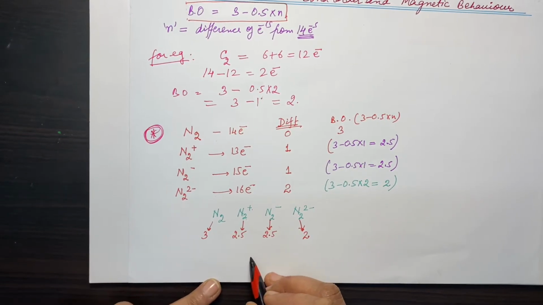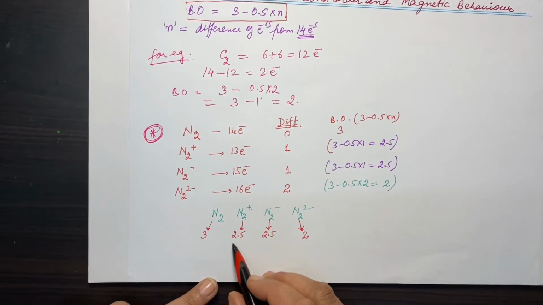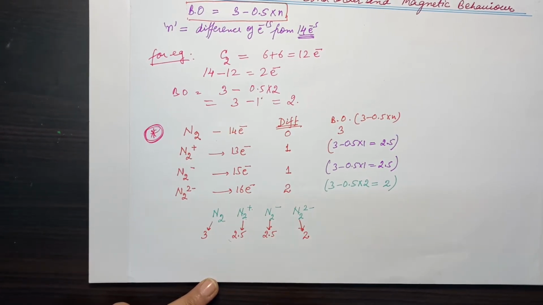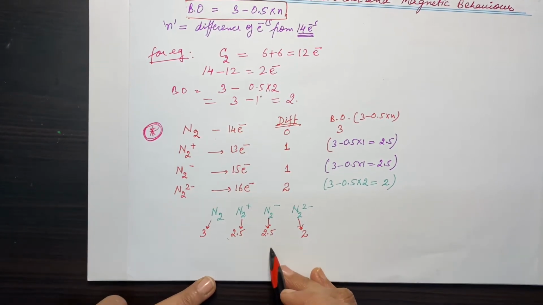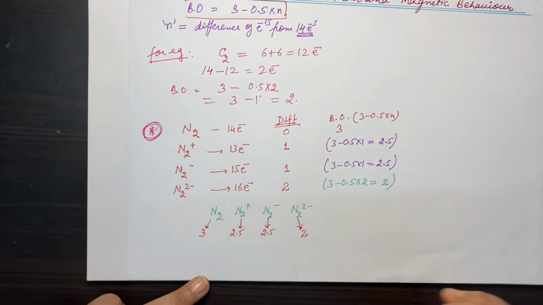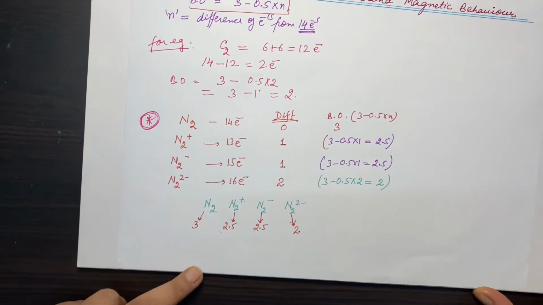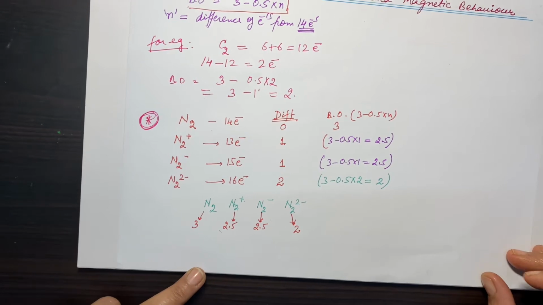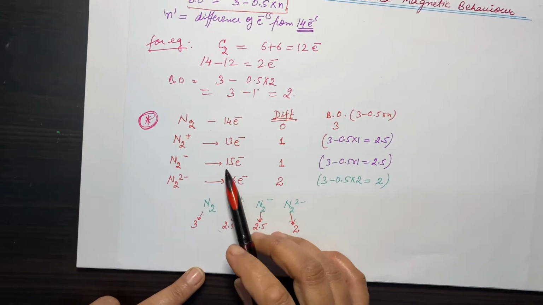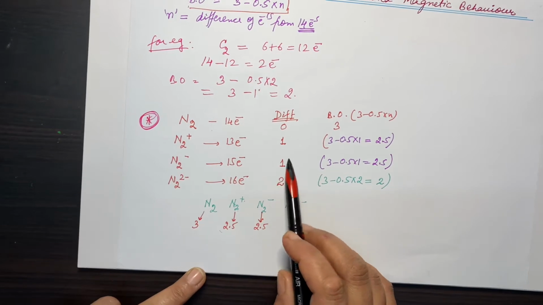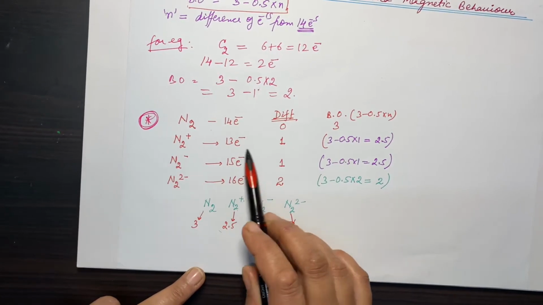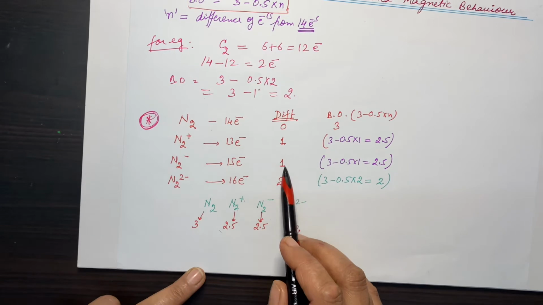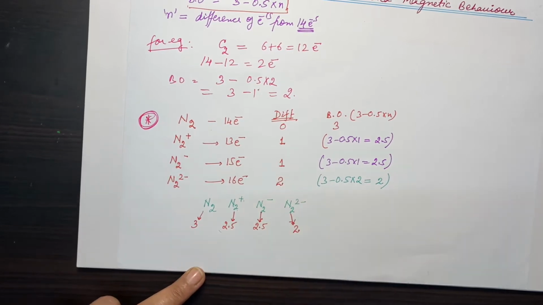Now, N2 positive ion and N2 negative ion have the same bond order. Now, how will you decide which one is more stable? In this case, we have to remember the previous point. Here, 15 electrons, one is an unpaired electron. Here, the 13 electrons. Now, just see the electronic configuration.